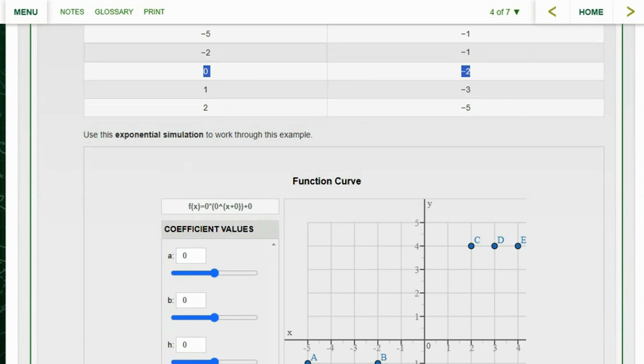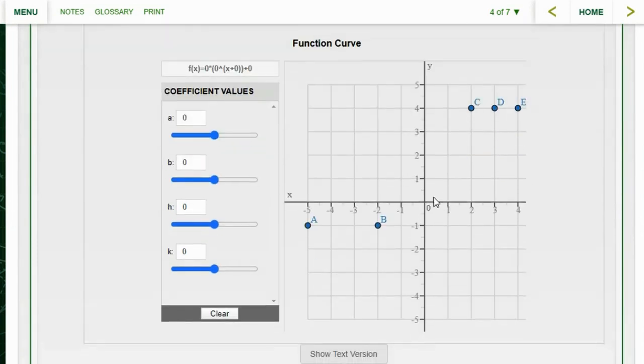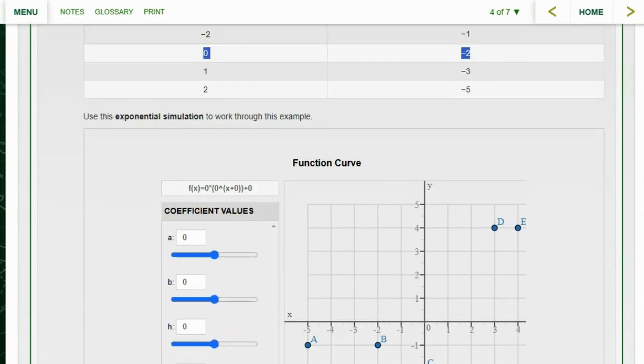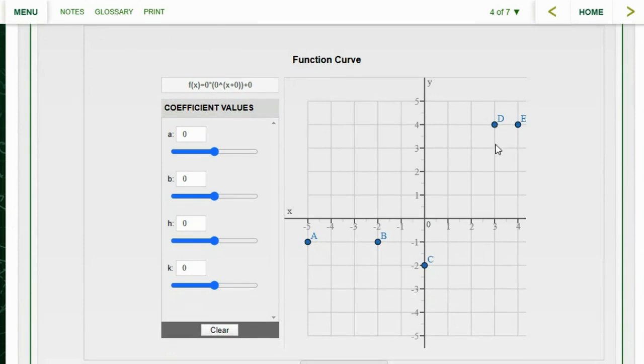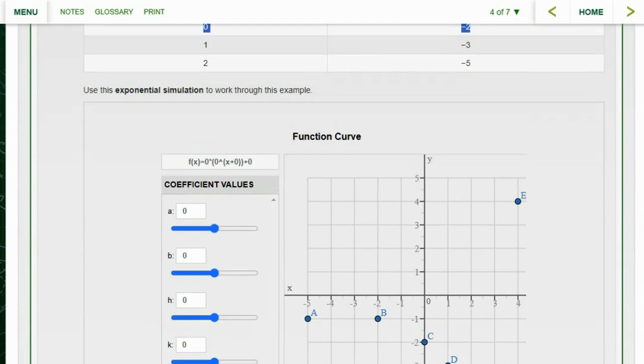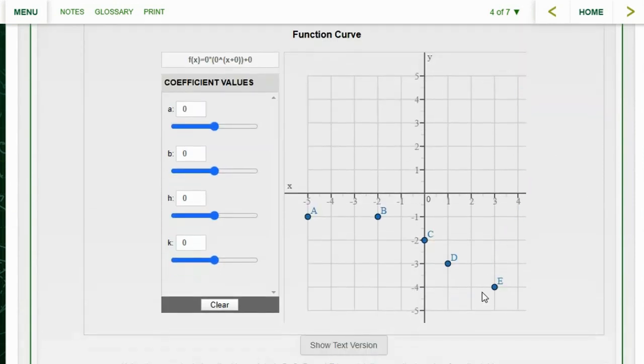0, negative 2. Okay, so this is going to be at 0, negative 2. 1, negative 3. And 2, negative 5. Okay, so that looks like an exponential equation. So let's see if we can find an exponential equation that fits that. Or if not, if we can't fit it exactly, we're looking for a line of best fit. What's the closest we can get to representing the data with an equation?